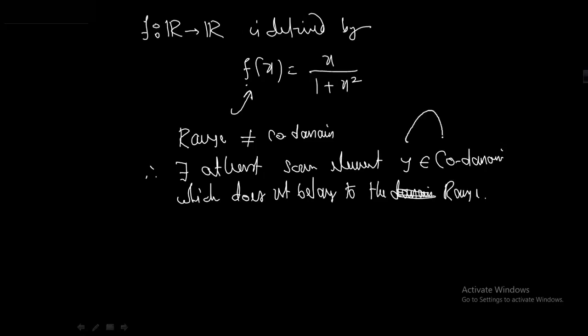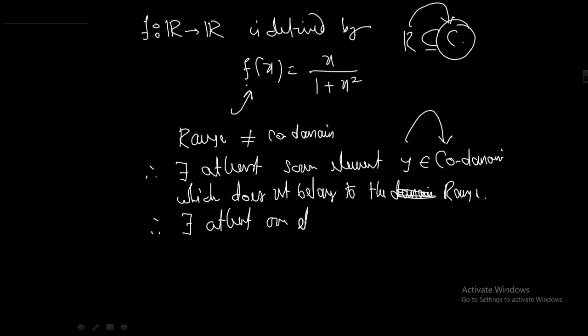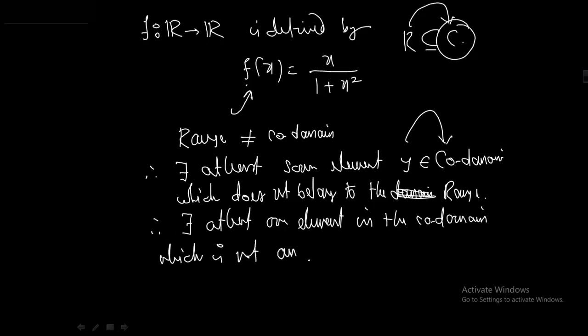The codomain will have an extra element which is not included in the range, otherwise they would be equal. The range is already a subset of the codomain. Since they are not equal, there is at least one element in the codomain that is not in the range. Therefore there exists at least one element in the codomain which is not an image of any of the elements of the domain.